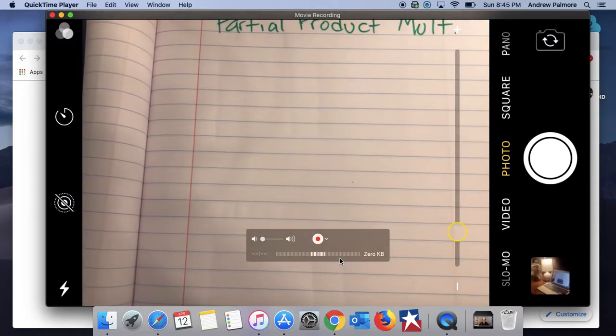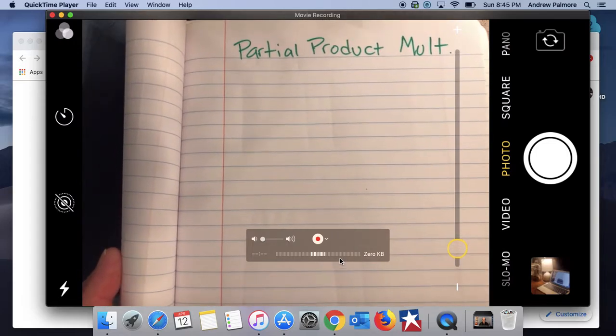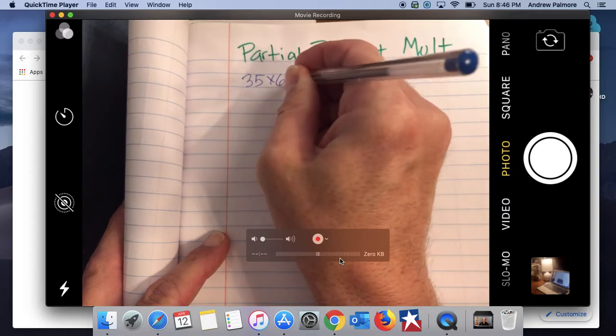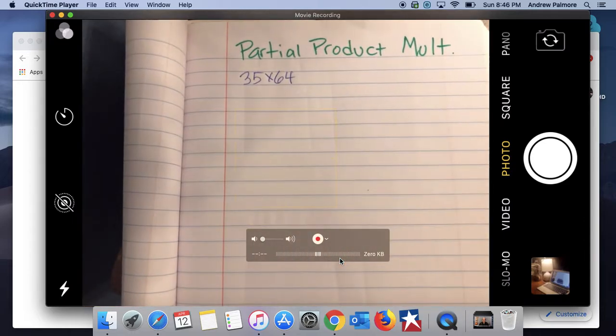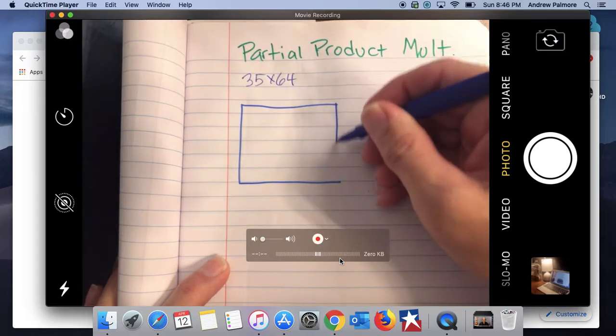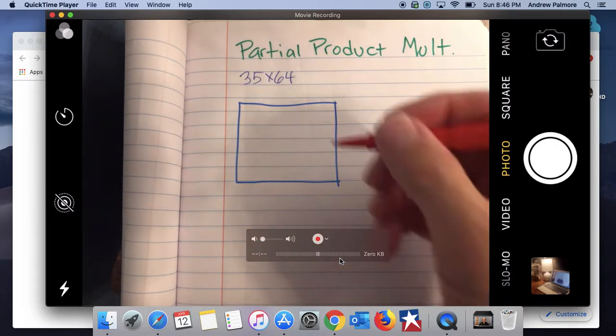Okay, so we have partial product multiplication. So we'll start with 35 times 64. So, for example, I have 35 boxes, and each box has 64 papers in it. How many papers total do I have? Okay, so what I'm going to do is I'm just going to make a box. This does not have to be to scale or anything, but make it big enough so that you can do your work inside it. You'll see what I mean.